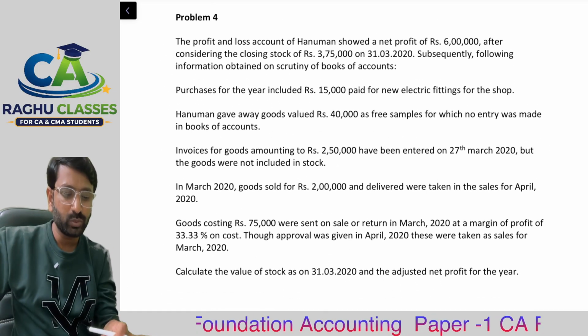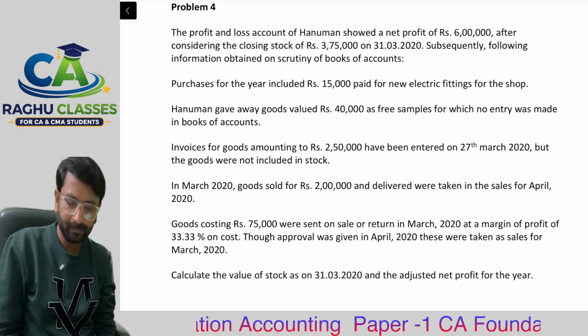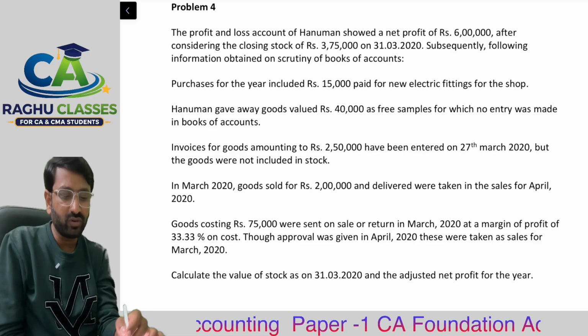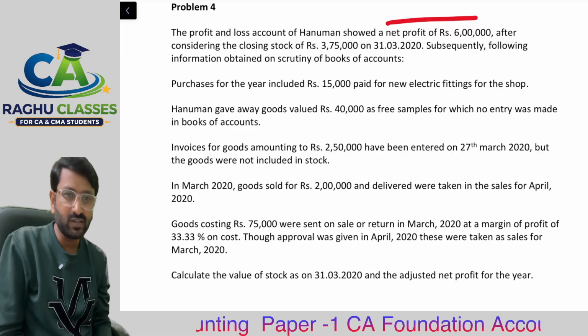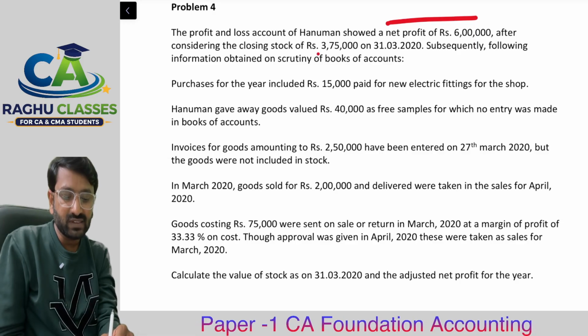So we'll move on to the next question. Again, a very, very important question. Some good adjustments are there. The profit and loss account of Hanuman showed a net profit of 6 lakhs. Okay, already P&L is made, after considering the closing stock as 3 lakhs 75.